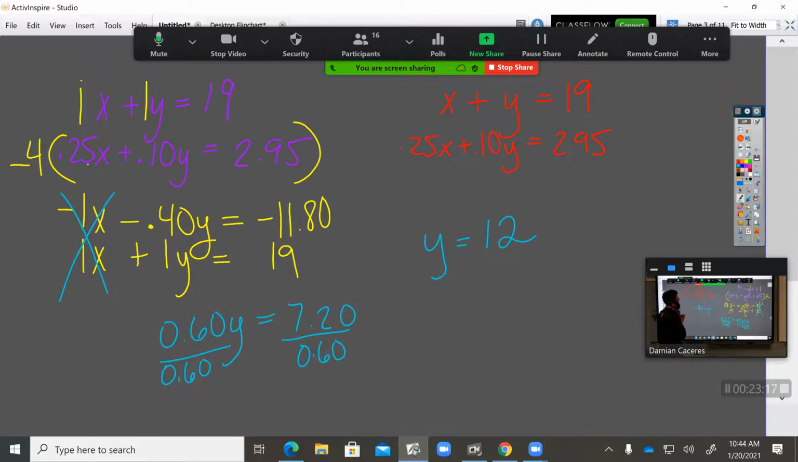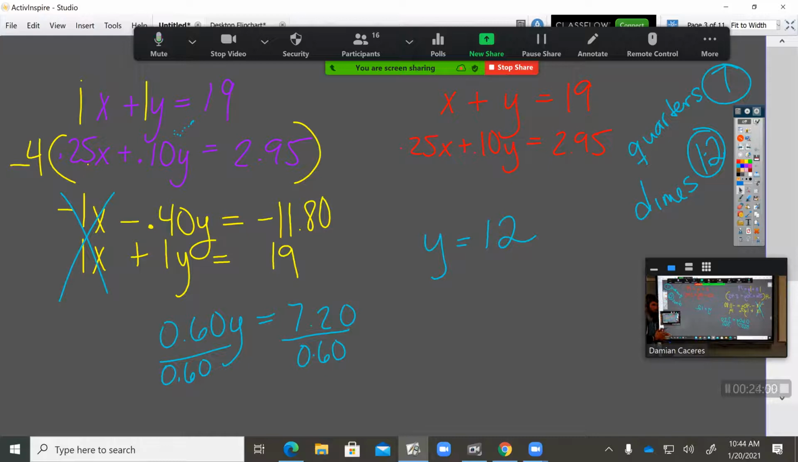Any questions on how we got the y value? So we know that 12 is dimes because y was dimes. X was quarters, right? Now we can plug 12 for y into this equation and solve. Or use our common sense. 12 plus what would give you 19? 7. So that tells you there's 7 quarters and 12 dimes. Any questions?